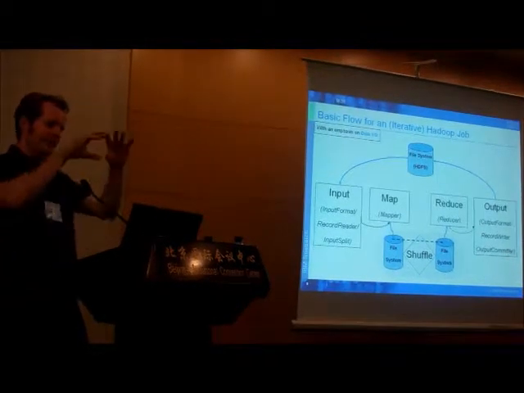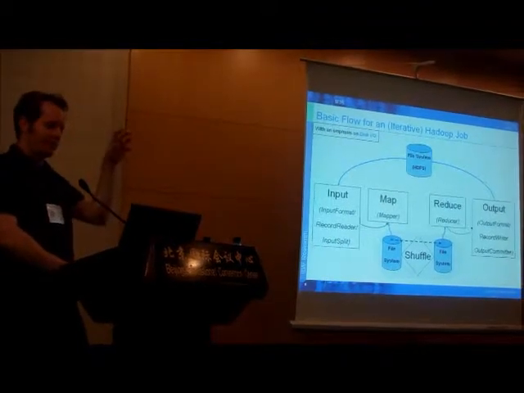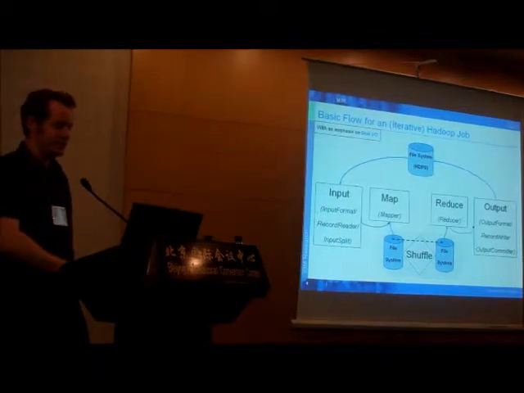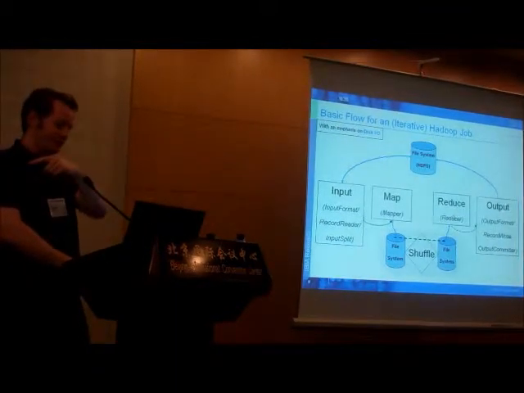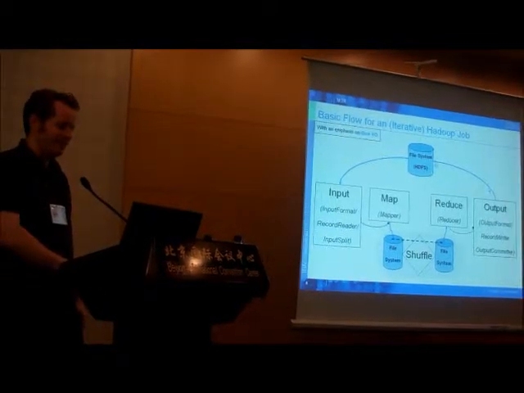The user is inserting little chunks of code into this system to operate on, say, an individual key value pair in the mapper, or all the values for a particular key in the reducer. And in the reducer, when you take all that in, you can produce a single key value pair, or many, or none, and they will be output, serialized back to disk again.